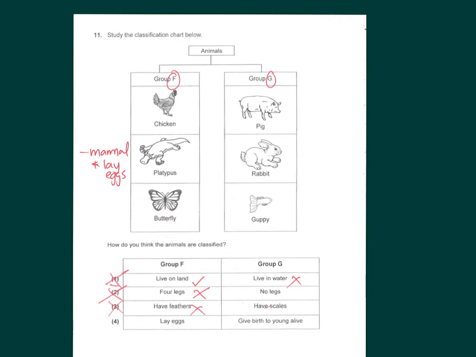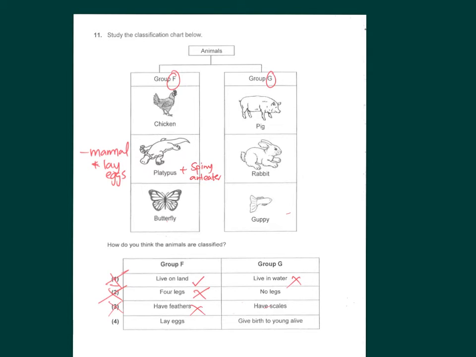Most mammals give birth, but the only animals that we know that lay eggs are the platypus, as well as the spiny anteater. So platypus and spiny anteater. These are the two exceptions for mammals that lay eggs.